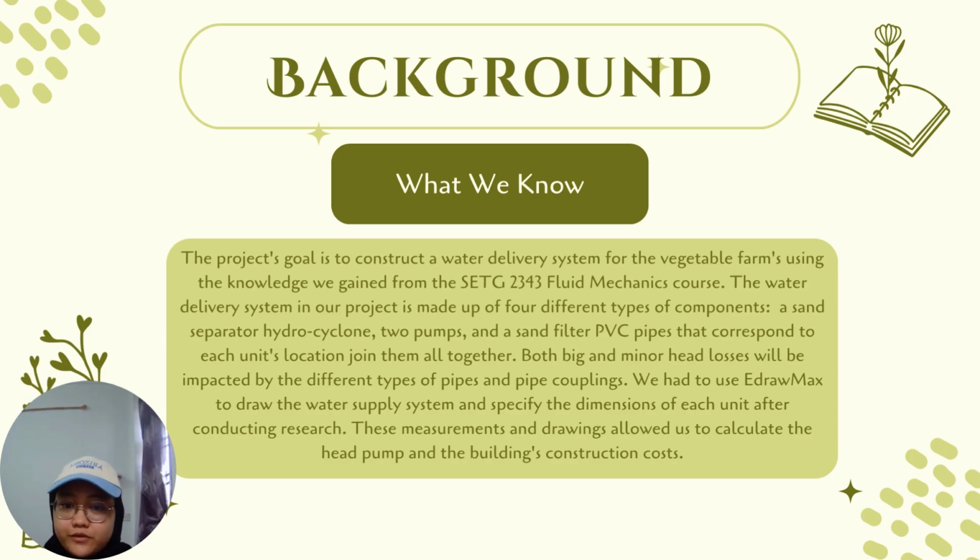So, for the background, the project's goal is to construct a water delivery system for the vegetable farms using the knowledge we've gained from the SETG 2343 Fluid Mechanics course. The water delivery system in our project is made up of four different types of components: a sand separator hydrocyclone, two pumps, which are centrifugal pumps, a sand filter, and PVC pipes that correspond to each unit's location and join them all together. Both major and minor head losses will be impacted by the different types of pipes and pipe couplings. We had to use EdrawMax to draw the water supply system and specify the dimension of each unit after conducting our research. These measurements and drawings allow us to calculate the pump heads and the building's construction cost.